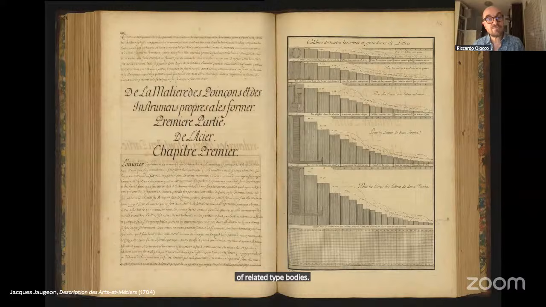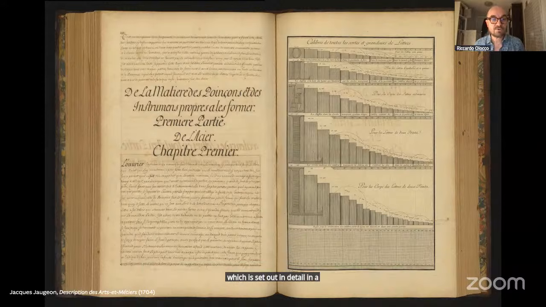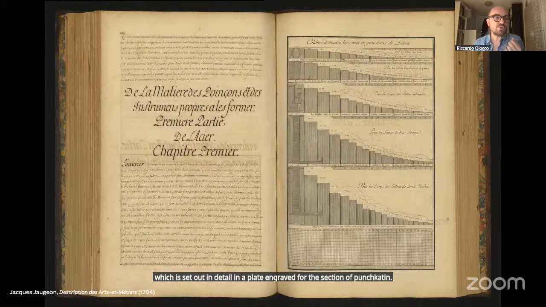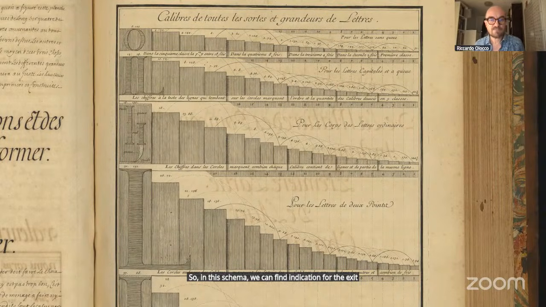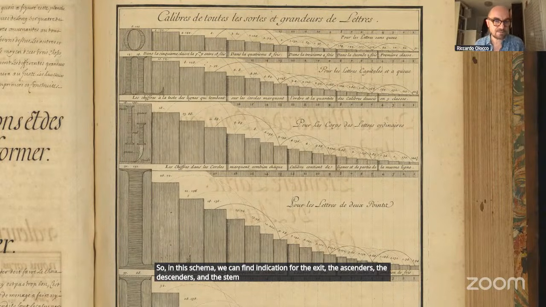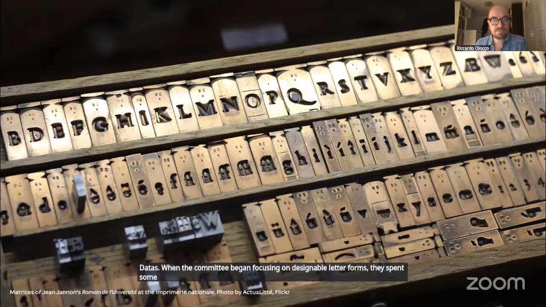Truchet later changed the scale of proportions and kept on working on his system, which is set out in detail in a plate engraved for the section of punch cutting. Truchet decided to determine all the components of the letter, not just the body. So in this scheme, we can find indications for the x-height, the ascenders, the descenders, and the stem thickness, and even other details.